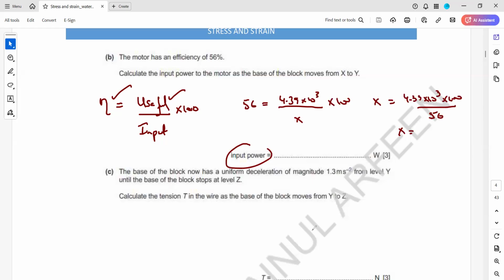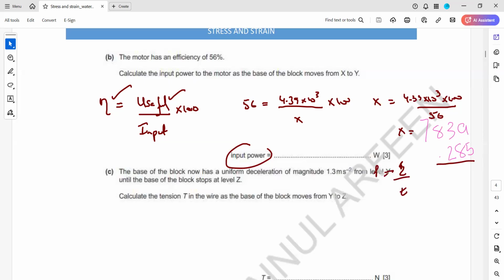So how to work out the power? Power is the rate of doing work, or energy divided by time. So after working out the energy, what is the answer for the input energy? 4.39 times 10 to the power 3 times 100 divided by 56. What's the answer for this? 7,839 joules. Okay, so we got this answer in joules, but we need the power. So we have to divide energy by time to get the power.